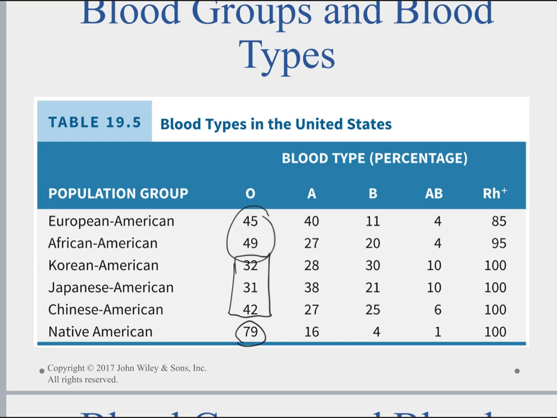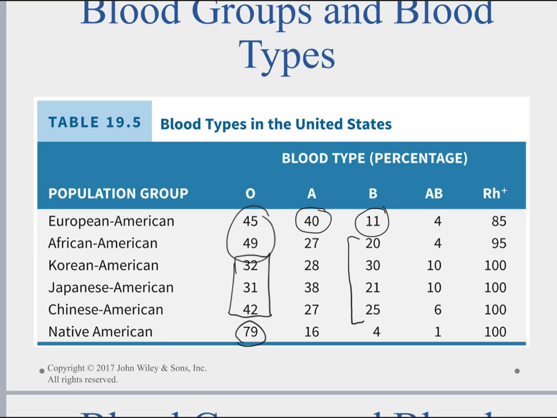The next most predominant blood found in the U.S. is type A. Again, we can see the distribution. European American has the highest percentage of type A, at 40%. Type B blood is the second or third most populous type of blood group in the U.S. Again, European American is down at 11%, and for the African American, Korean American, Japanese American, and Chinese American populations, an average of about 24-25%.